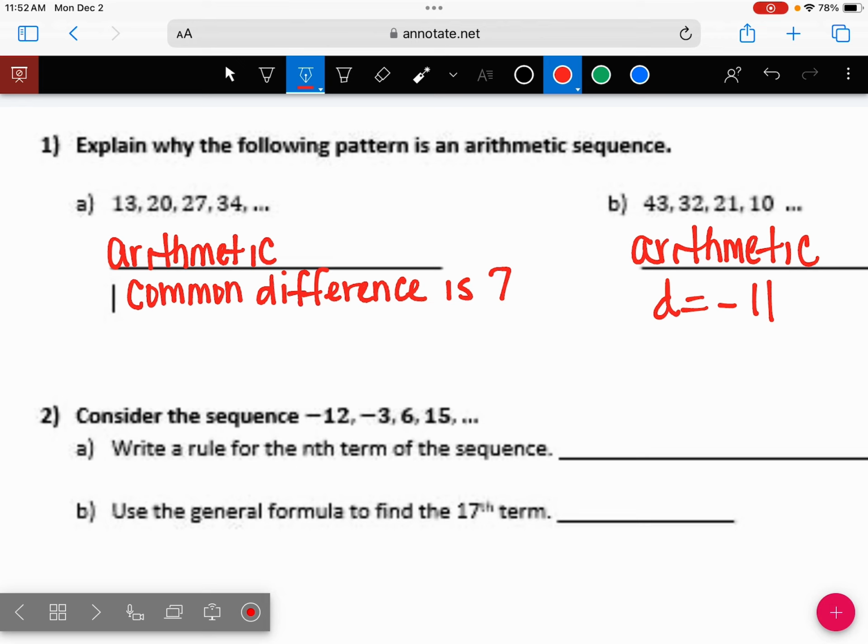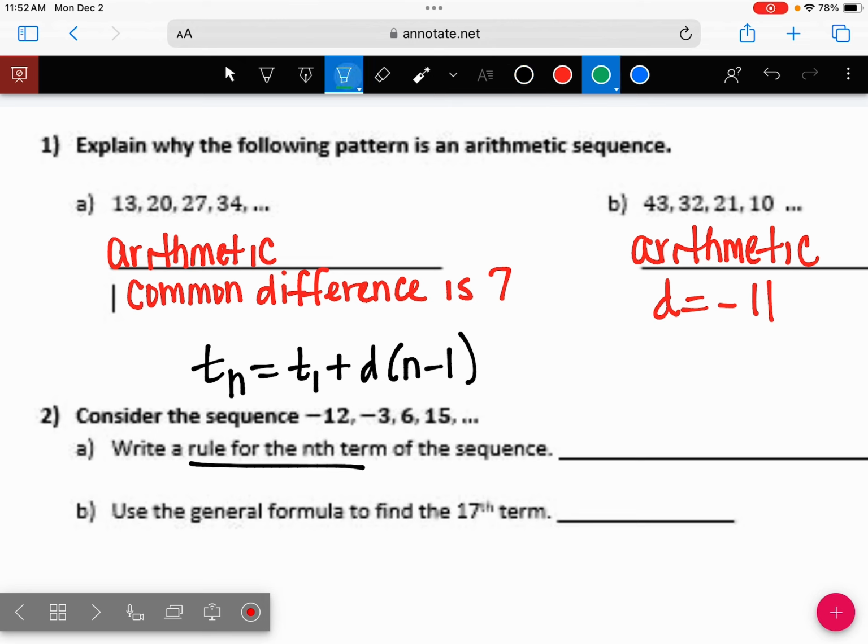All right, now we're going to practice writing a rule. In order to write a rule, looking at the very top that you wrote, I'm just going to rewrite it. This is the rule. Whenever you're writing the rule, there are two things we need to know: T1 and the common difference. In this example, we started off with negative 12. That would be my first number. So negative 12 is my first number. And what number am I adding?